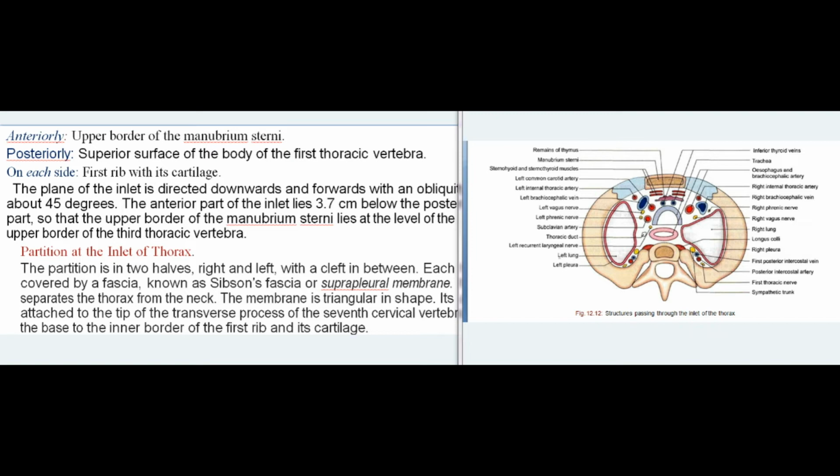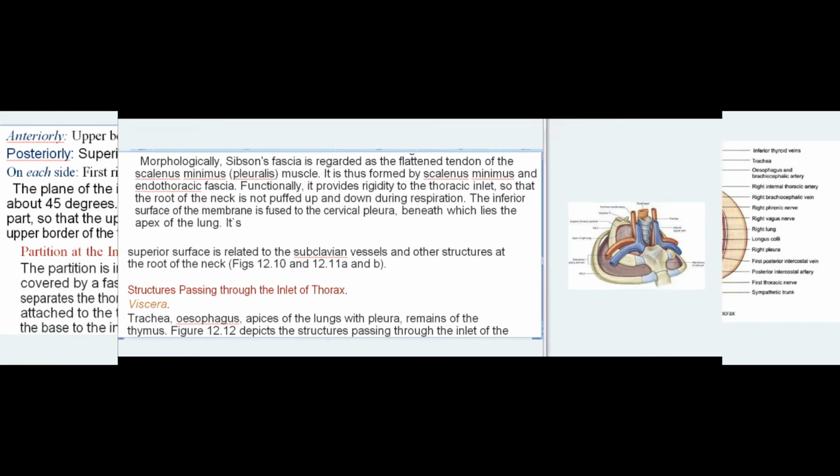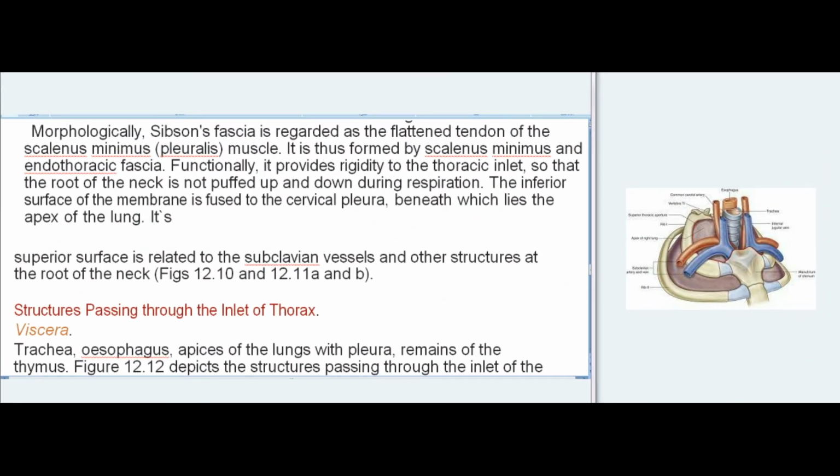Its apex is attached to the tip of the transverse process of the seventh cervical vertebra and the base to the inner border of the first rib and its cartilage. Morphologically, Simpson's fascia is regarded as the flattened tendon of the scalenus minimus (pleuralis) muscle. It is thus formed by scalenus minimus and endothoracic fascia.